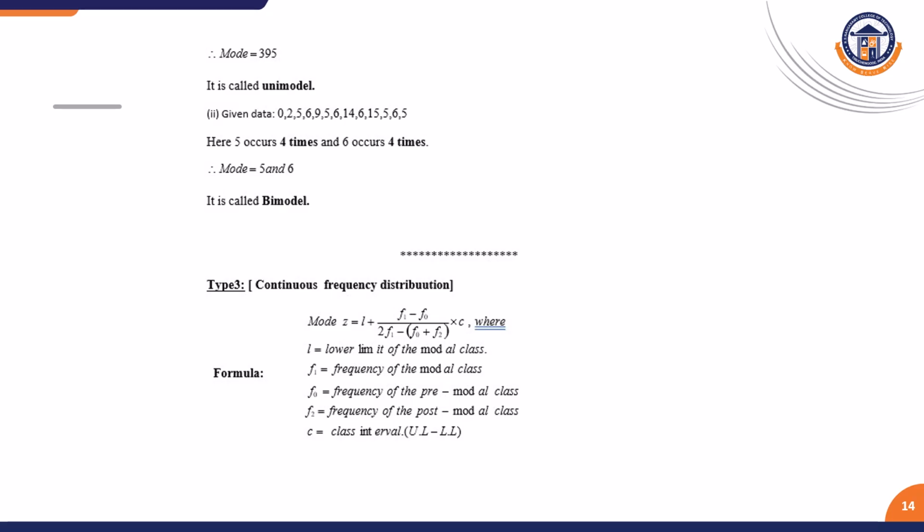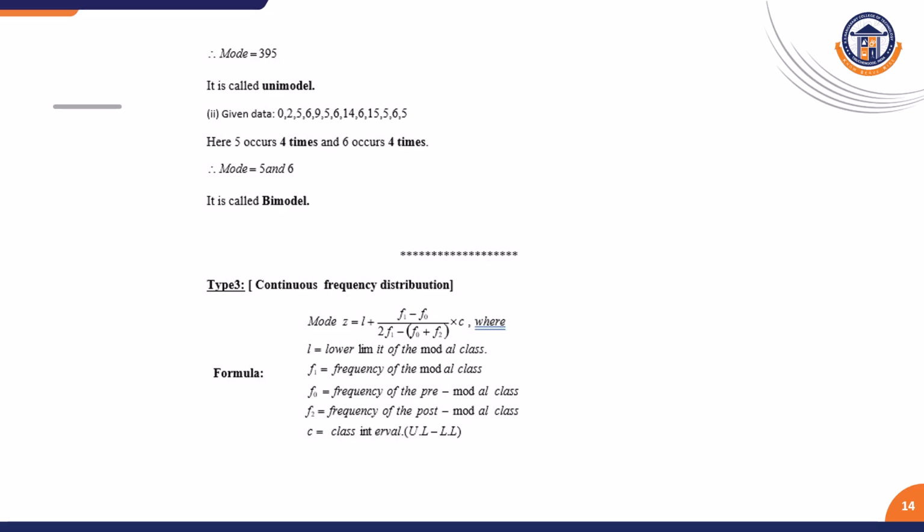Now we move on to the second problem. Again you write the same data. Here 0 occurs one time, 2 occurs one time, 5 occurs 4 times, 6 occurs 4 times, 9 occurs one time, and so on. From this we observe that 5 and 6 occur the maximum number of times, that is 4 times. So the mode is 5 and 6. So we have two modes, so it is called bimodal.